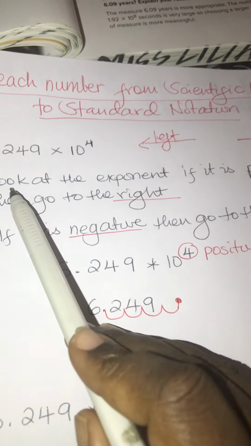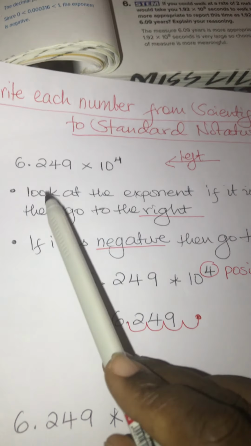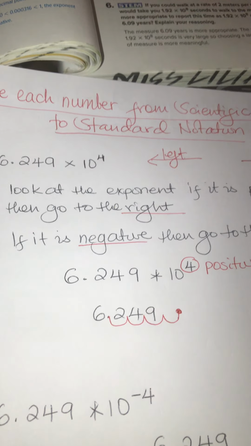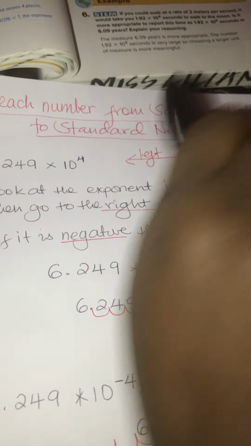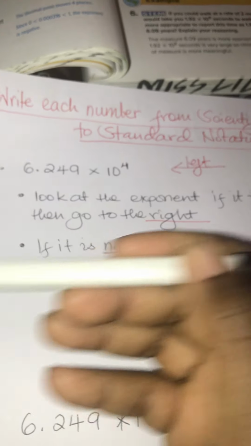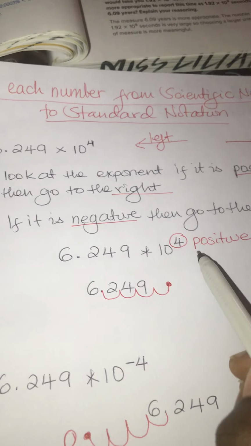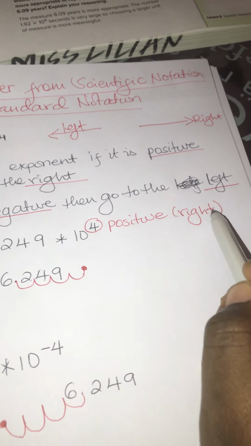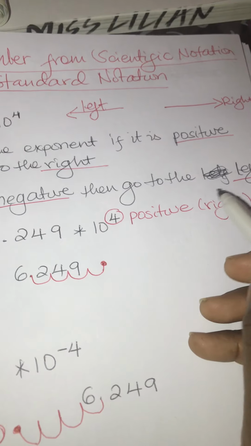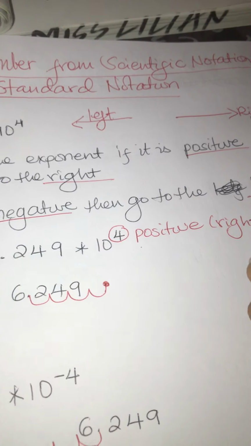So I wrote over here, look at the exponent. The rule is look at the exponent. If it is positive, you go to the right, this side. If it was negative, you will go to the left, this side. That's what I wrote here. So let's look at our question. My exponent is positive. I'm going to write it to the right. Even when you're working, you need to do this. You write positive, you're going to go to the right. So when you're checking your work, it is easier.